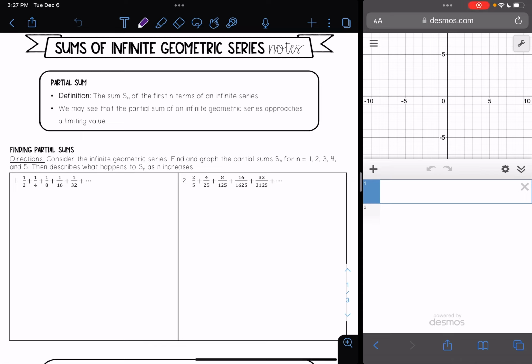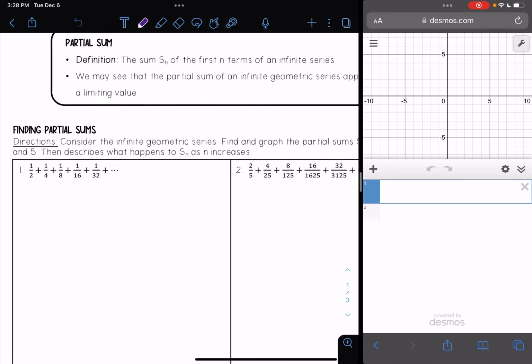So let's say we're taking, for instance, S7. That means we're just summing the first 7 terms of this infinite sequence. And something that we can see is that the partial sum of an infinite geometric series approaches a limiting value. So for these two examples, we're going to consider the infinite geometric series, find and graph the partial sums Sn for n equals 1, 2, 3, 4, and 5. Then describe what happens to Sn as n increases.